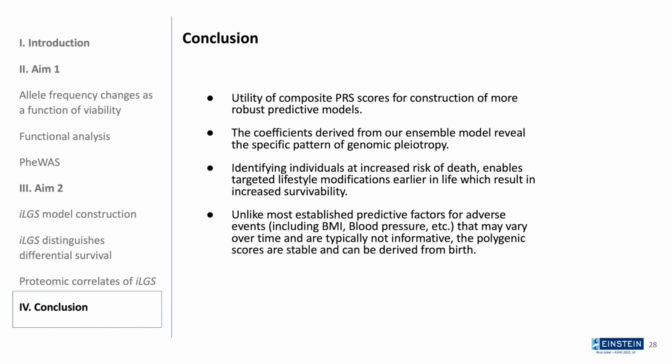So, in conclusion, we showed how pervasive pleiotropy could be leveraged in constructing a composite polygenic score for longevity. Identifying individuals at increased risk of death enables targeted lifestyle modifications earlier in life, which result in increased survivability. Unlike most established predictive factors for adverse events, including BMI, blood pressure, etc., that may vary over time and are typically not informative, the polygenic scores are stable and can be derived from birth. In conclusion, application of iLGS to the extant populations offers an opportunity for better risk management among individuals in the lower end of the score distribution.